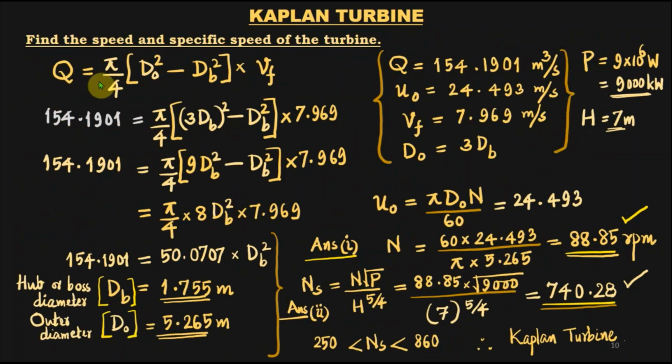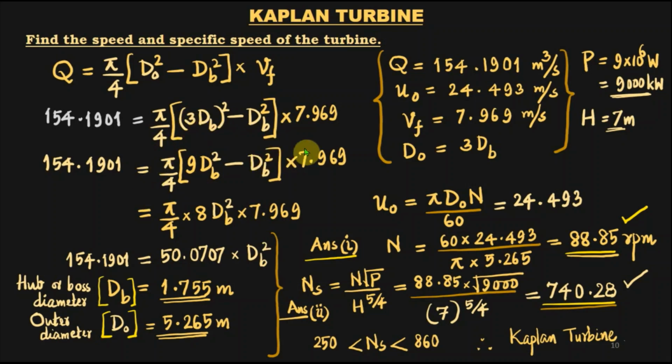And now from the discharge expression, Q is equal to pi by 4 into d naught square minus dB square into Vf, where Vf is the velocity of flow. Diameter d naught can be replaced by 3 times dB. So 154.1901 is equal to pi by 4 into, instead of d naught it is 3 times dB whole square, minus dB square multiplied by Vf. What is Vf? 7.969. So from this you can find out the diameter of the Bose now, because that is the only unknown here.